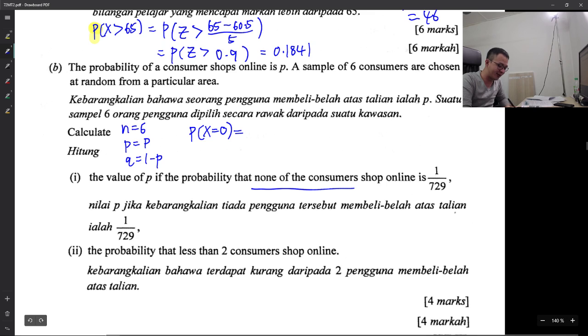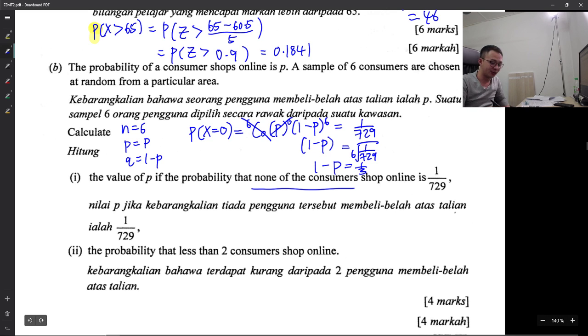So we're going to do the nCr. It will be 6C0, P power of 0, Q power of 6, where Q is 1 minus P, so 1 minus P power of 6 should equal 1/729. Therefore, 6C0 is 1, P power of 0 is 1. So I will have 1 minus P, and I take the 6th root of 1/729. So I get 1 minus P equals 1/3. Therefore, my P value should be 2/3. Q is 1/3. Alright, this is just simple indices.